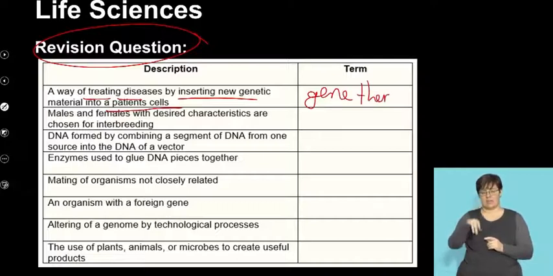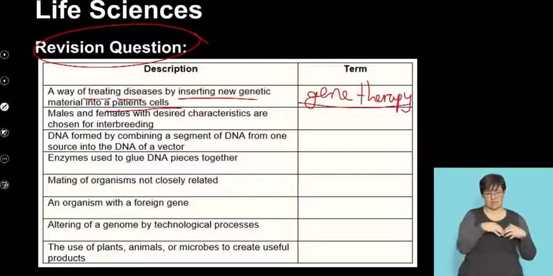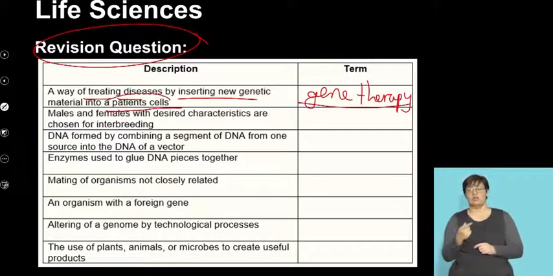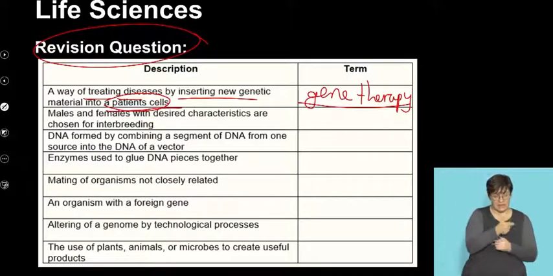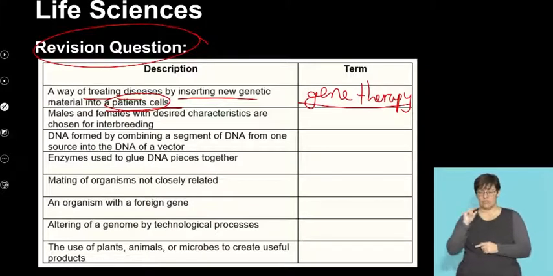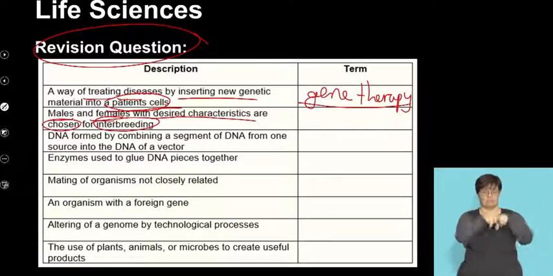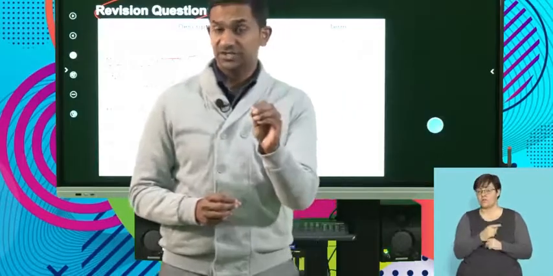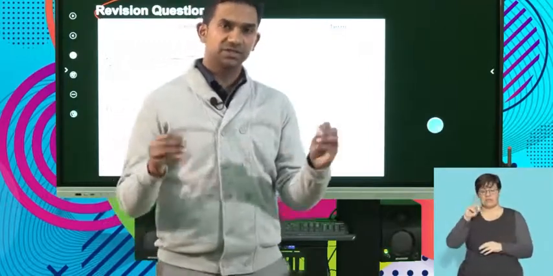So when we use individuals' genetic makeup and transfer that into an individual to treat a patient, we call that a therapy using genes. The next description, males and females with desired characteristics are chosen for interbreeding. Again, guys, that is selection of individuals, and we often refer to that as artificial selection or selective breeding, where we're choosing individuals with characteristics and crossing these.